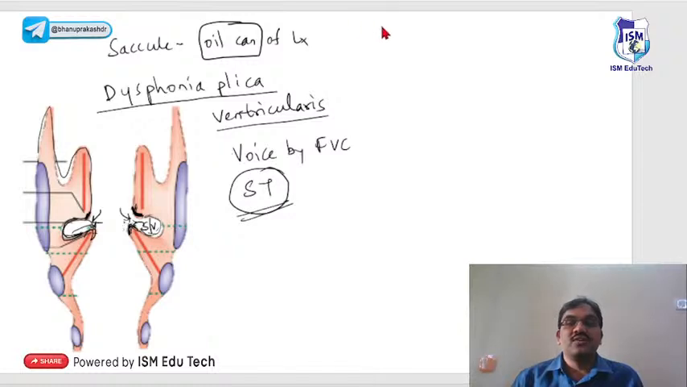Where else do you get this word vestibule? What is vestibule in case of the ear? Anyone? In the inner ear, bony labyrinth.